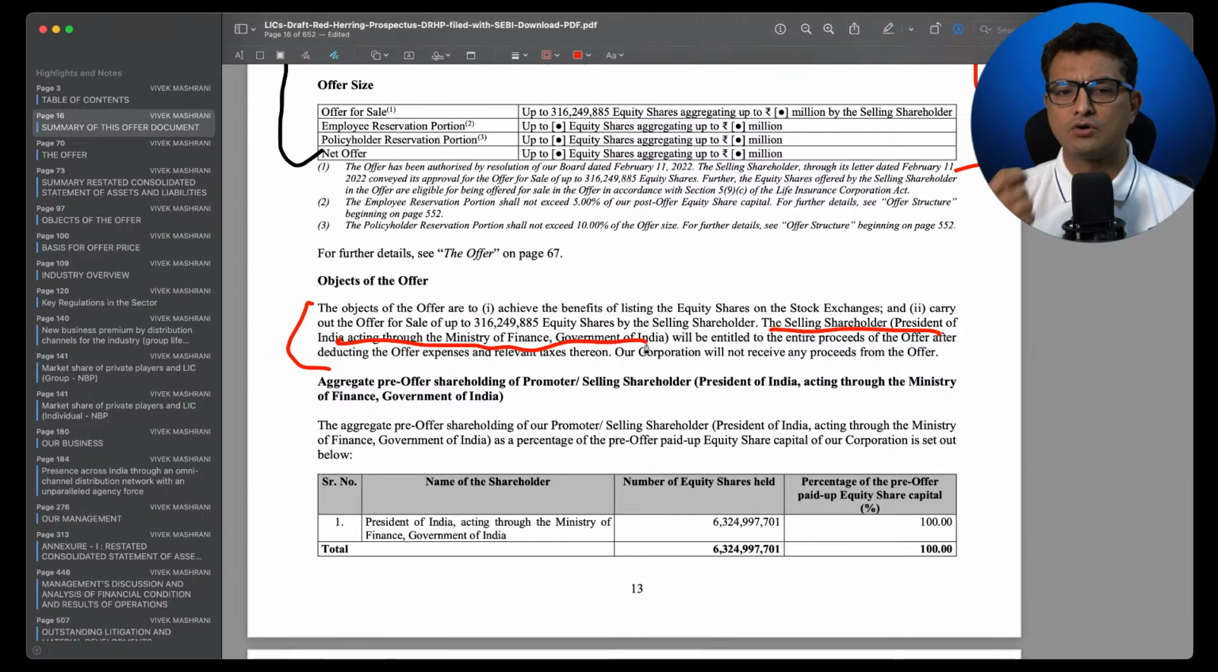It is again my personal view, but I generally don't like companies which are not using the IPO proceeds for their growth. If they are just selling out to their past investor, that is not very good in terms of future growth of the company. So this is a very important point. You can note it down.